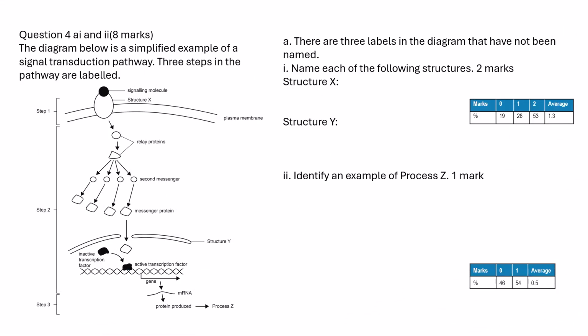The diagram below is a simplified example of a signal transduction pathway. Structure X is located on the cellular membrane and binds to a signaling molecule. So, it is a receptor. Structure Y wraps the nucleus, so it is a nuclear membrane.